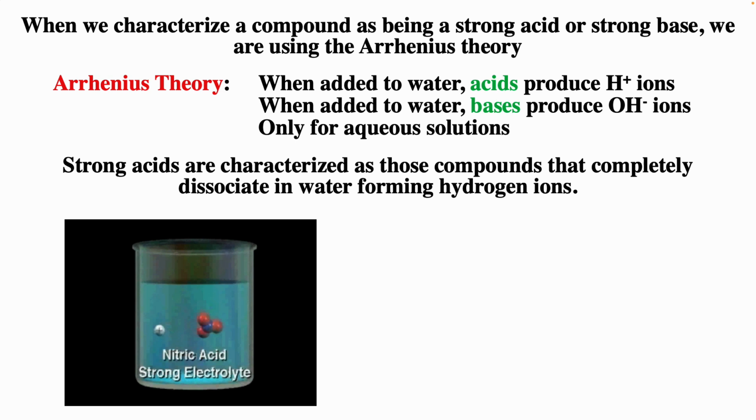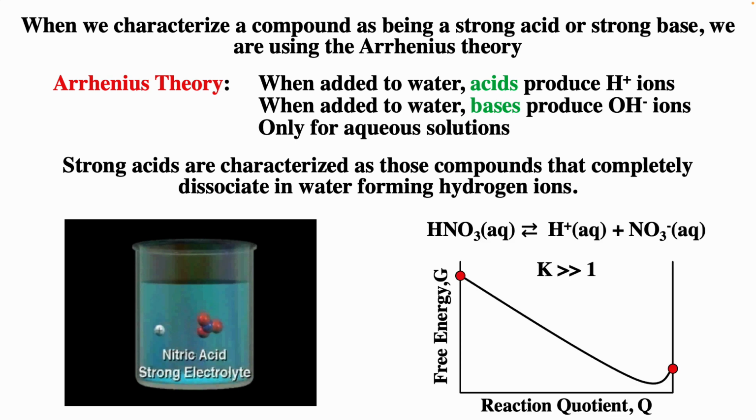And so when you add it to water and something breaks apart into ions, 100% of those molecules, we refer to that as a strong electrolyte. All strong acids are strong electrolytes. And so nitric acid, HNO3, is a strong acid. Pretty much 100% of the nitric acid molecules break apart into hydrogen ions and nitrate ions when you add it to water.